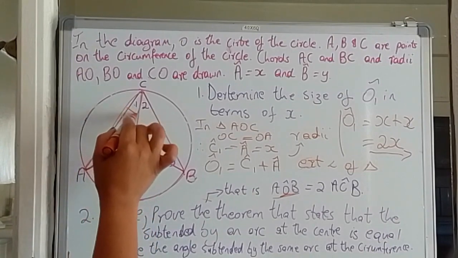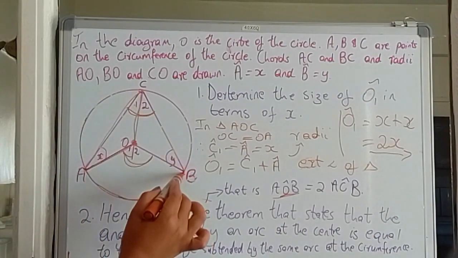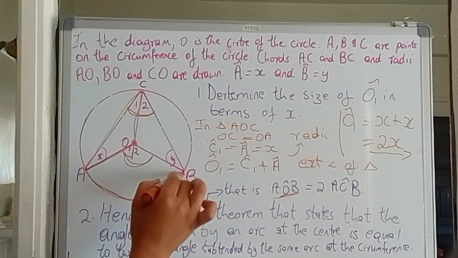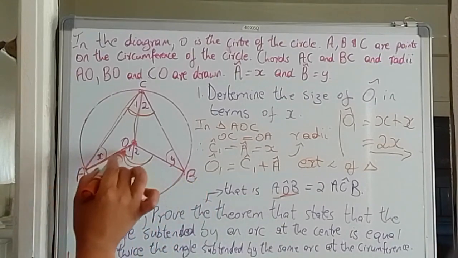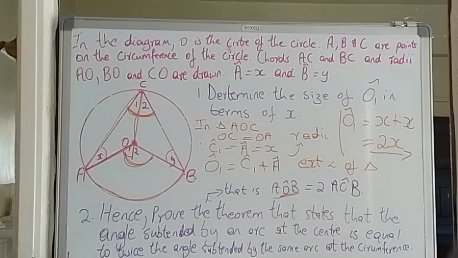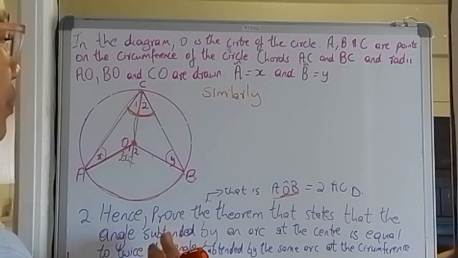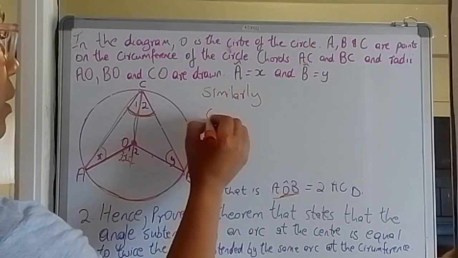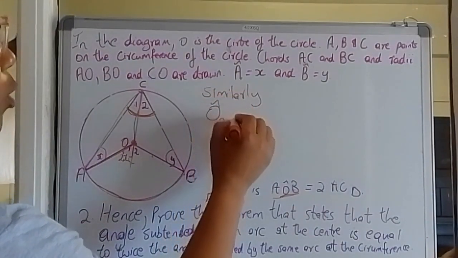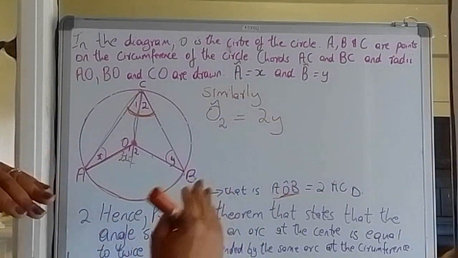We do have an angle at the circumference, which is angle ACB. So that means it's at the circumference, and it's also subtended by AB. So we need to prove that AOB is 2 times ACB, if we follow the same logic in the same diagram. Similarly, if we were to apply the previous steps, we would say angle O2 is equal to 2y. We don't need to go through all those steps again.